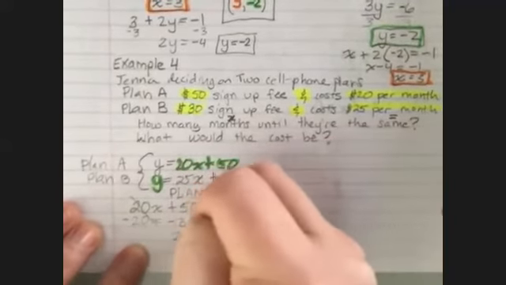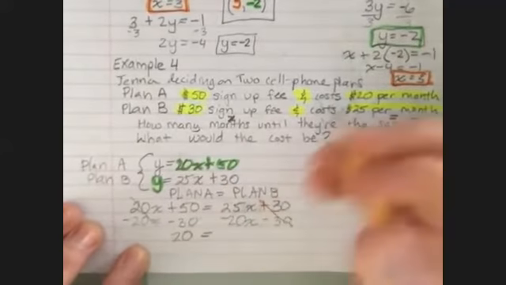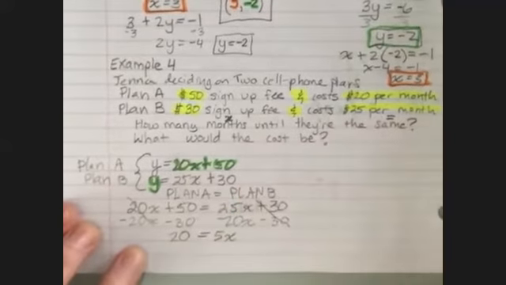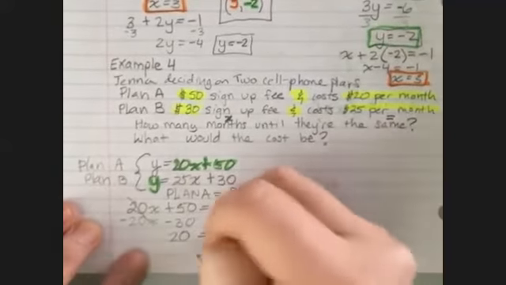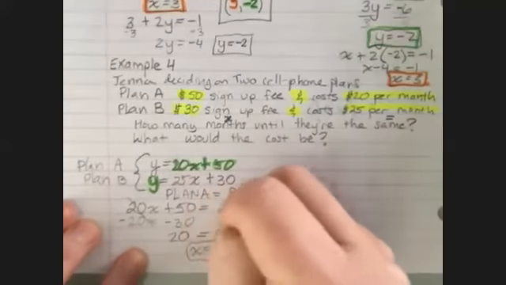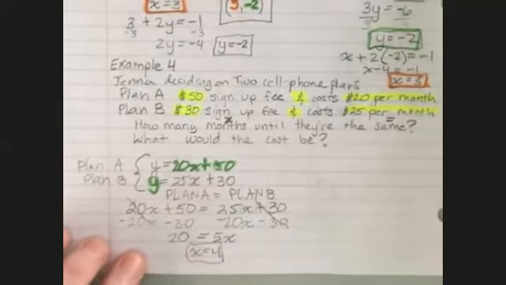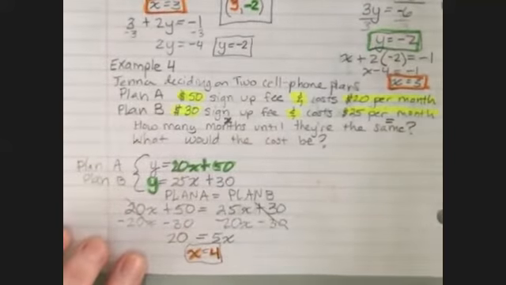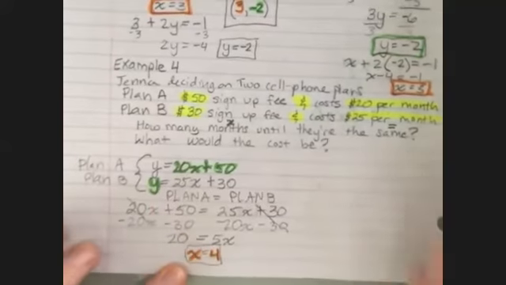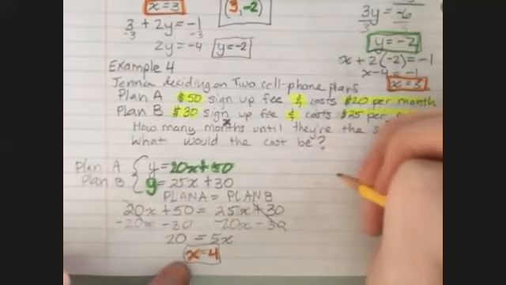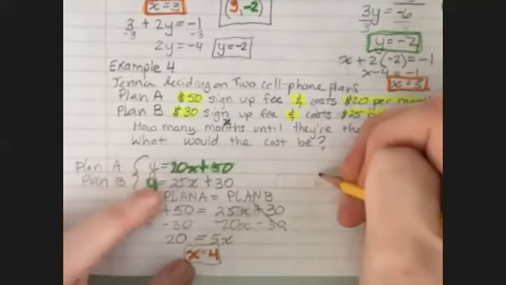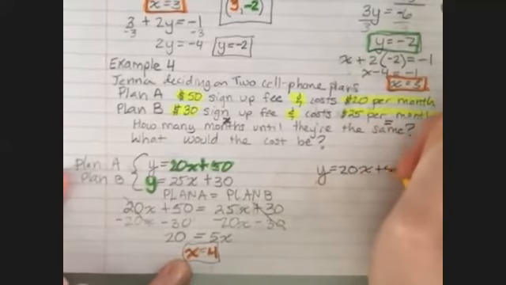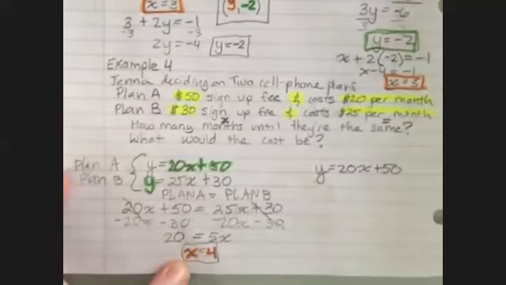50 minus 30 is 20. That makes 0. 25x minus 20x makes 5x. To get x by itself, you must divide by 5 on both sides, so your x equals 4. Now that I have my ordered pair, my input, my x value, in other words, the months, now I need to solve to figure out what the cost is. In order to do that, it really doesn't matter which equation, but I always take the first one. So y equals 20x plus 50, and you're going to plug in for that x position.